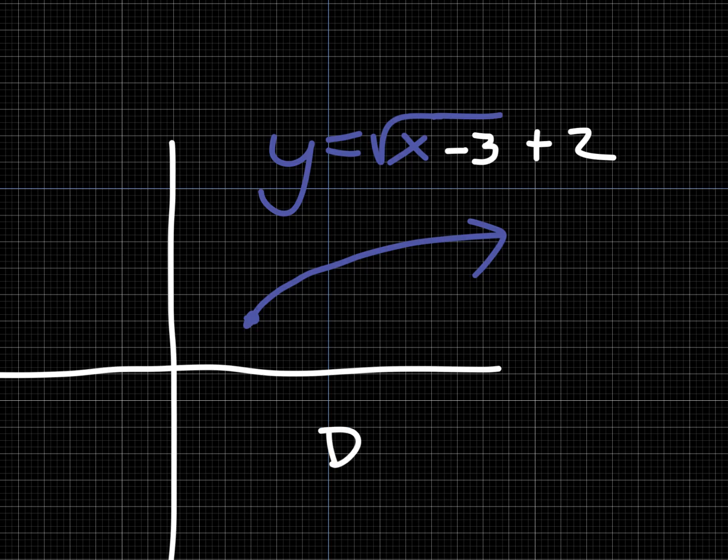What's its domain? What's its range? Remember that this does not have an arrow on both ends. It does not go forever in both directions. It goes forever in one direction. Domain is from left to right. Many of the domains are from negative infinity to infinity, and this is not one of those.